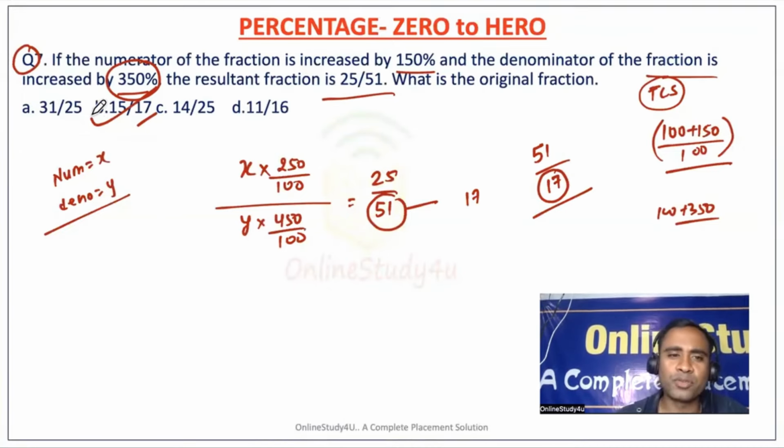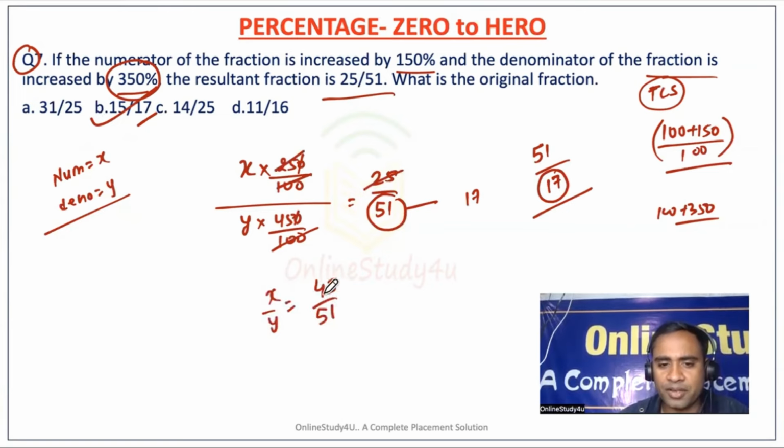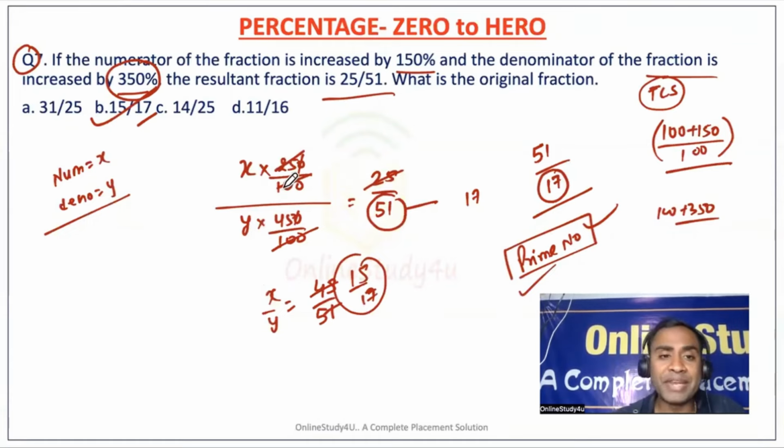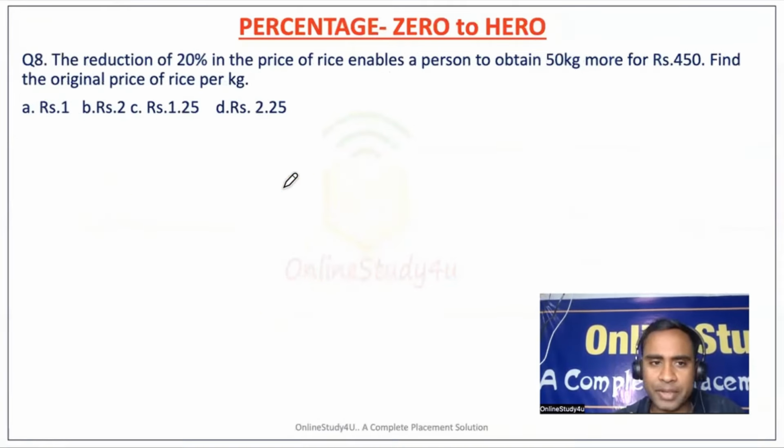But if you want to solve, 100 and 100 will cancel, 0, 0 will cancel, 25, 25 will cancel. So x by y will be 45 by 51. This is 15 times, and this is 17 times. This prime number concept is also something you should definitely know, then only your problems will become easier.